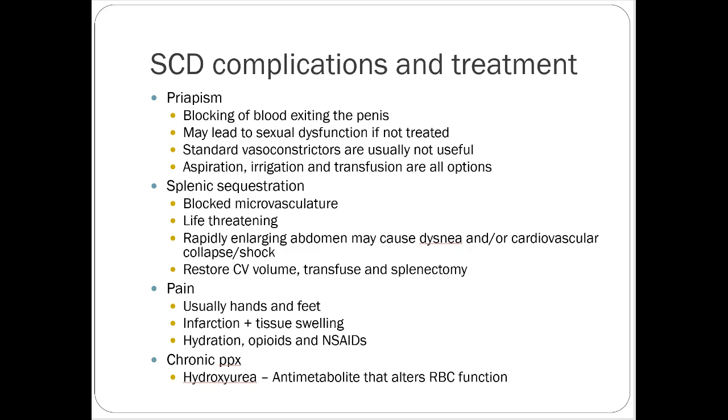Chronic prophylaxis. Hydroxyurea is a drug that sickle cell patients might be on. That's an anti-metabolite that alters red blood cell function and can help prevent the sickle cells from forming in some cases. So if you ever see a patient on that, they aren't on much else, it's probably because they're sickle cell.